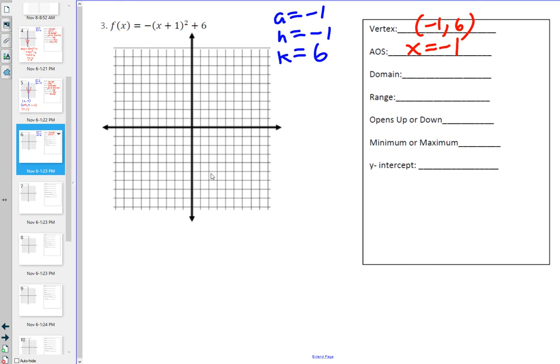What's the domain? Well played, sir. You can write, as long as you're not being told specifically how to write it, all real numbers, that's cool. I'm fine with it. But I like to live dangerously, so I'll write it in interval notation.